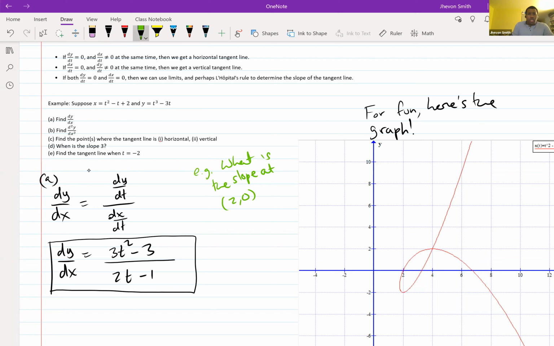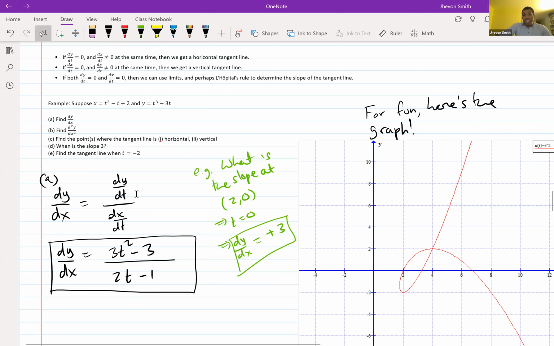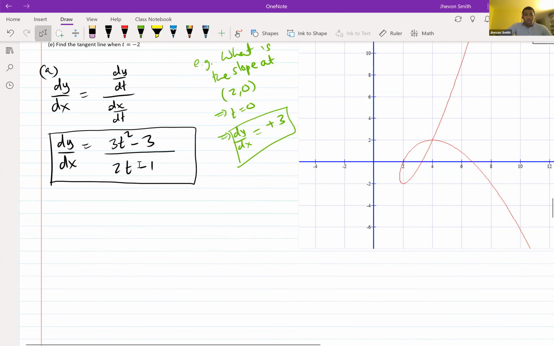notice that (2, 0) is on the curve. This, of course, means that your t is 0, and so your dy dx would actually be +3. Huh? Pretty nice. So I can find the slope given some coordinate, and yeah, that's nice. So I didn't even have to convert to a scalar equation to actually figure that out. So yeah, pretty neat. Then next, B.